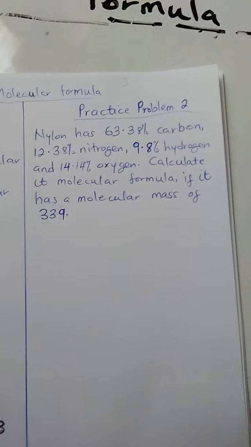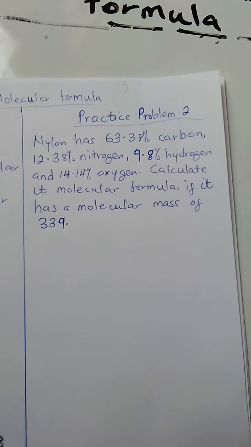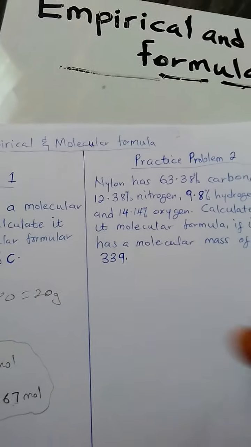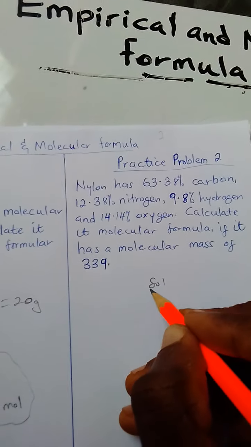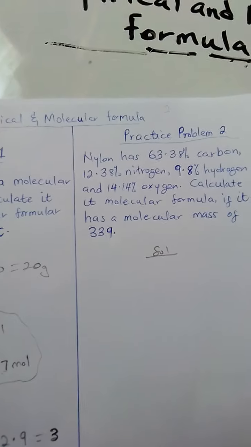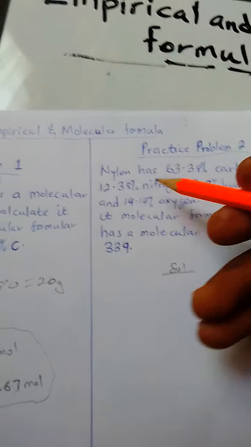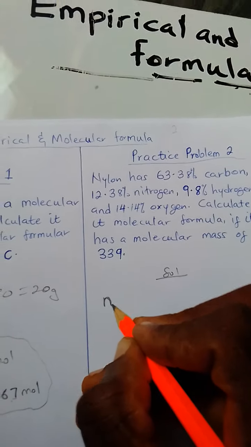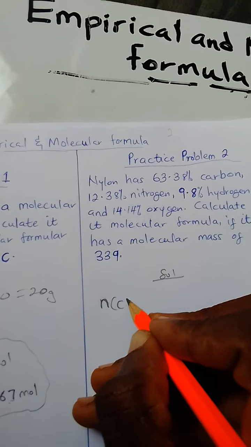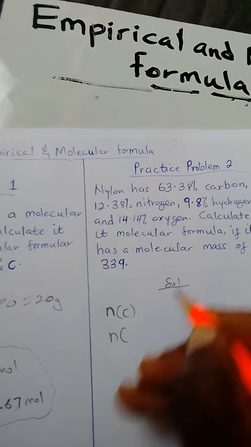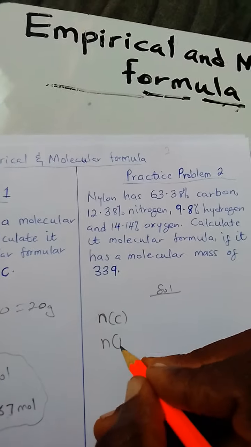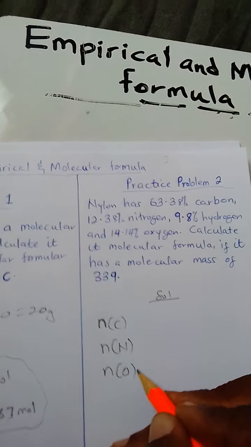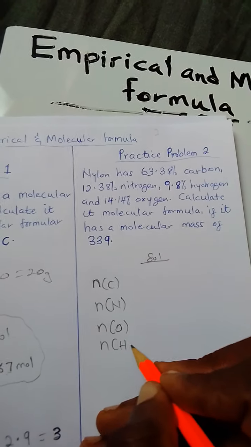Now we have nylon having 63.3% of carbon, this percent of nitrogen, and so on. The first step, as usual, is to find the number of moles of each of these elements: the number of moles of carbon, nitrogen, oxygen, and hydrogen.